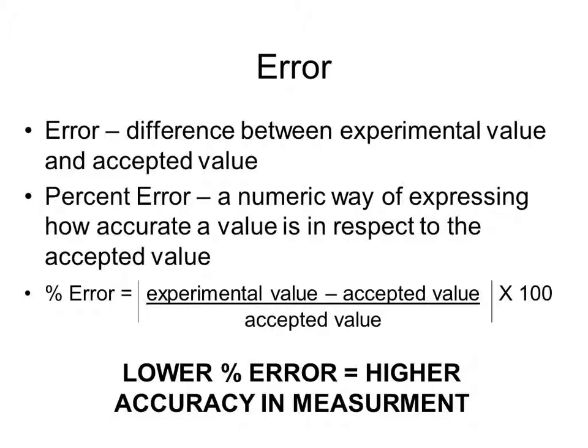So here's the formula for that. Percent error is the absolute value of the experimental value minus the accepted value, divided by the accepted value, times 100%. And our goal for accuracy is to have the lowest percent error possible. So a lower percent error means a higher accuracy in a measurement.